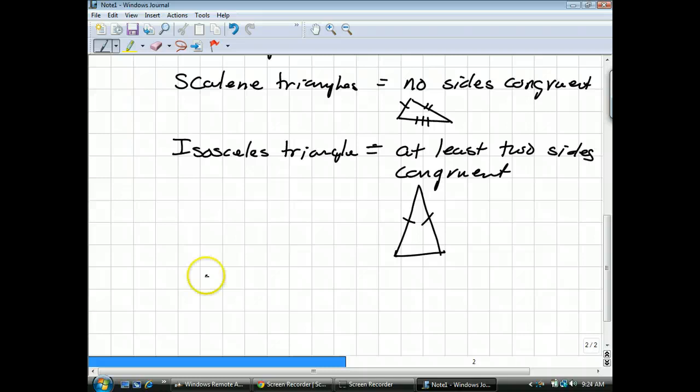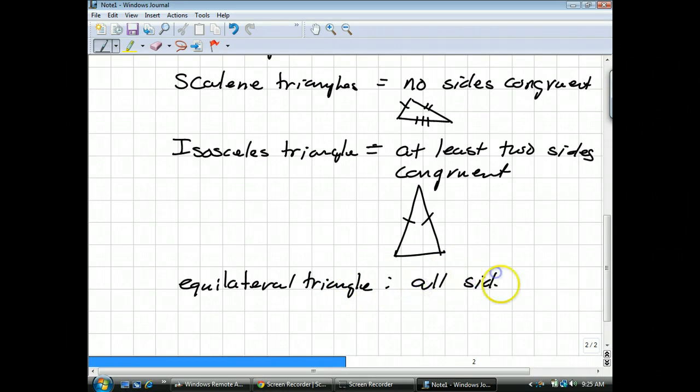And then the third type in relation to the sides is what we call an equilateral triangle. And that is a triangle where all sides are congruent. So this side is congruent to this side, is congruent to that side. So all three sides are congruent.